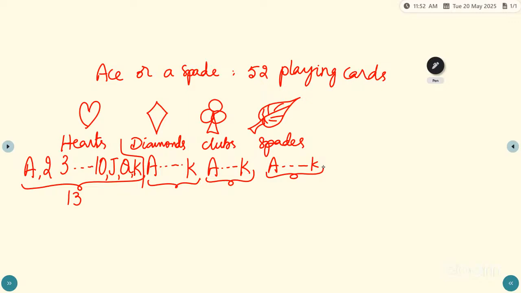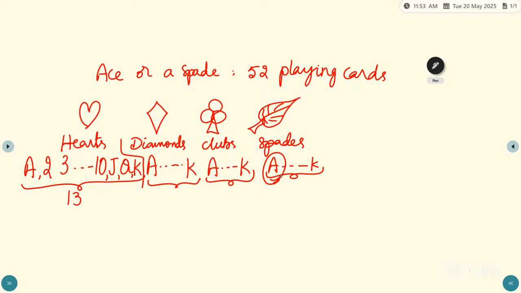Now you tell me, do you have a card which is both ace and spade? How many cards are there? There is a card which is both ace and spade. There are only 4 aces. How many spades are there? 13 spades are there. Okay. There is a card which is both ace and spade, no doubt.